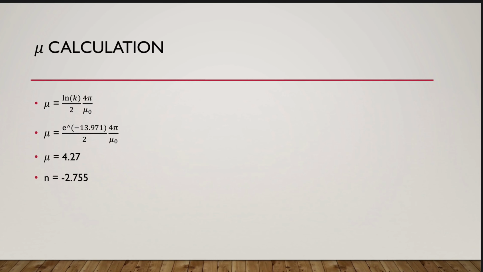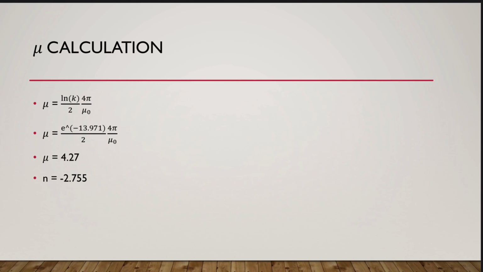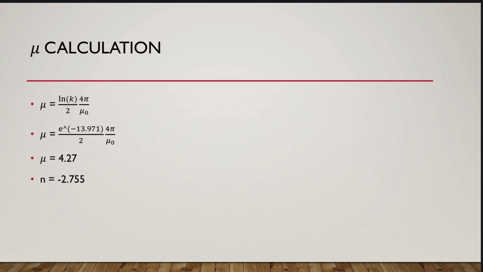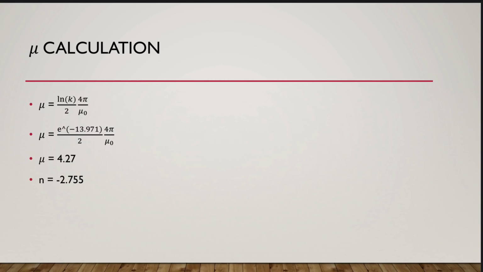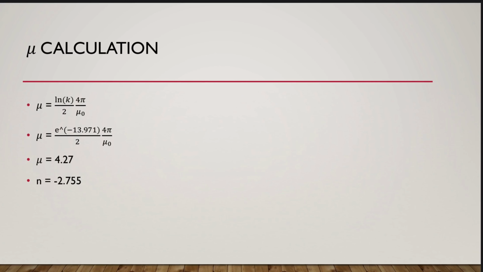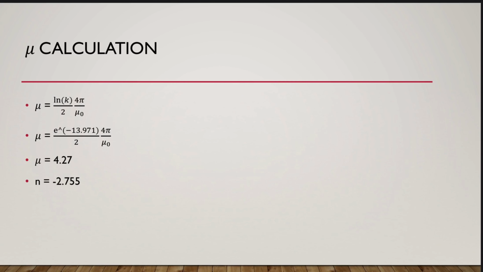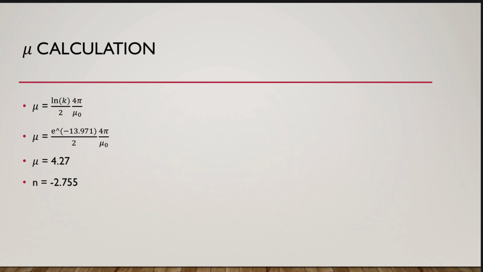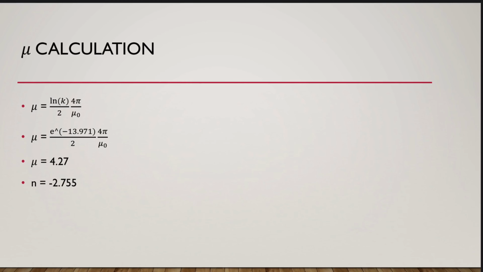From this and the calculation derived earlier in this report, the mu can be calculated. The mu calculated was 4.27, and the n determined from the experiment was -2.755. This n is close to the -3 expected value.